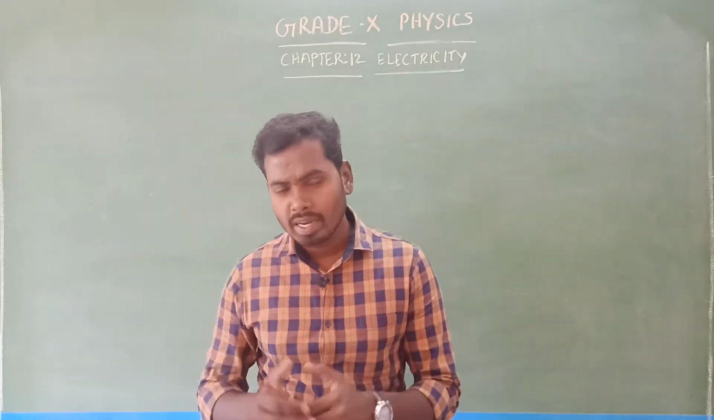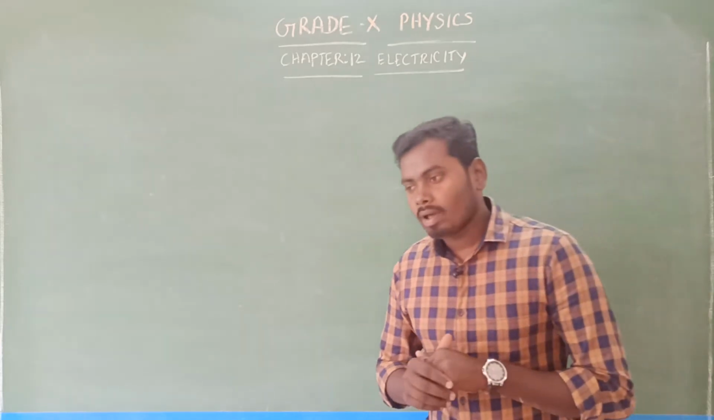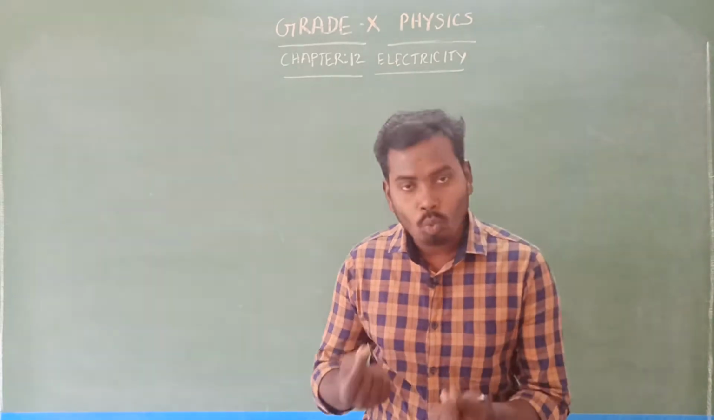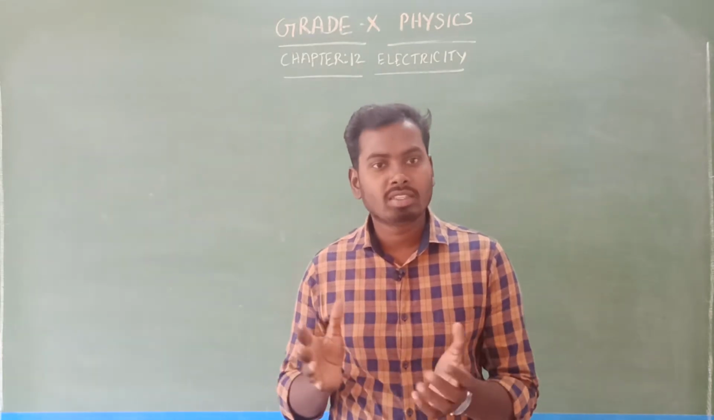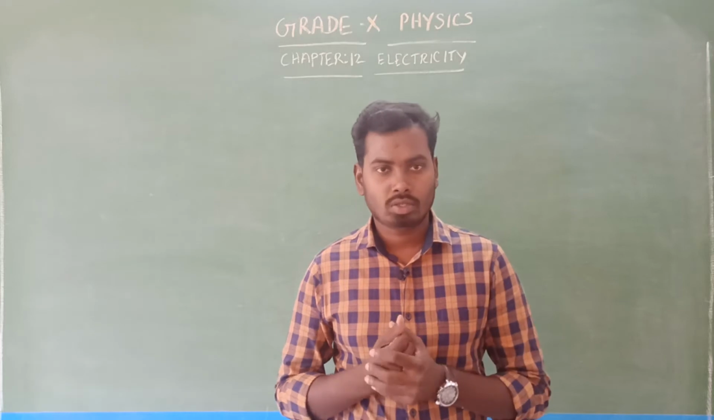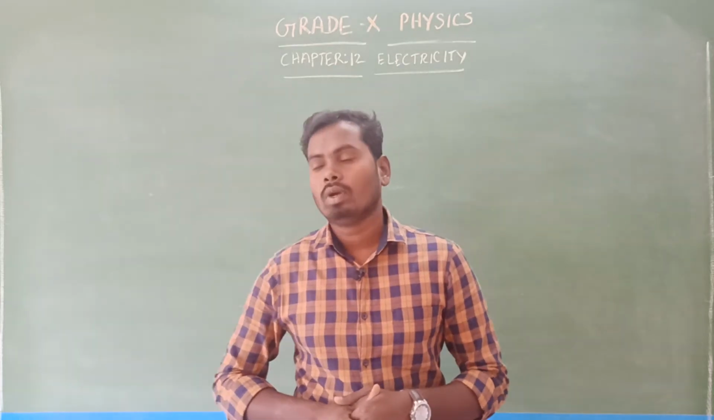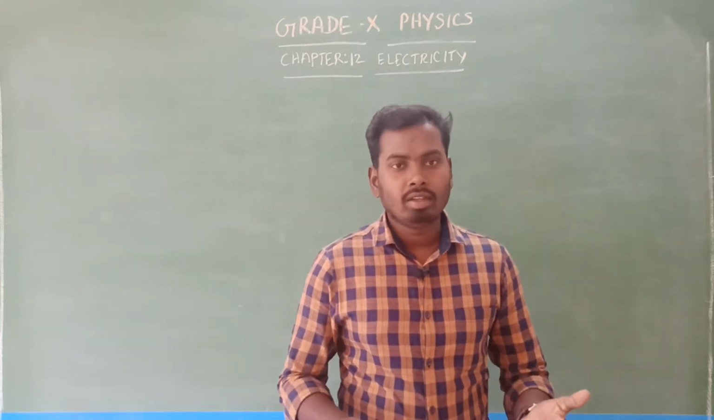What does it mean? When an electrical appliance consumes 1 joule of electrical energy in 1 second, then the power of the appliance is said to be 1 watt. So 1 watt is equal to 1 joule divided by 1 second. Is it clear? It's very easy.